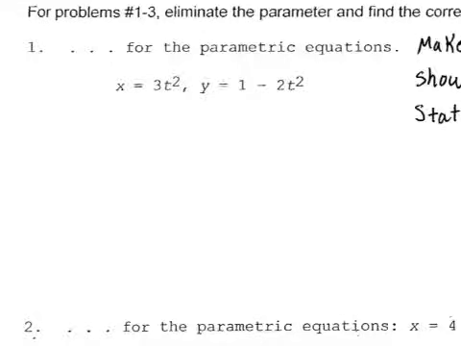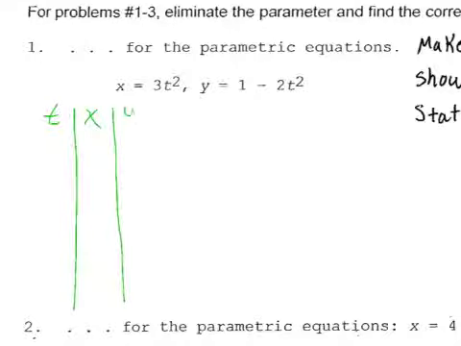Okay, we'll start with number 1, parametric equations. So for parametric equations, first thing we need to do is graph it. So we're going to make a table with t, x, and y. And for t, it looks like we can pretty much plug in anything we want. So we'll plug in a -2, a -1, a 0, a 1, and a 2.